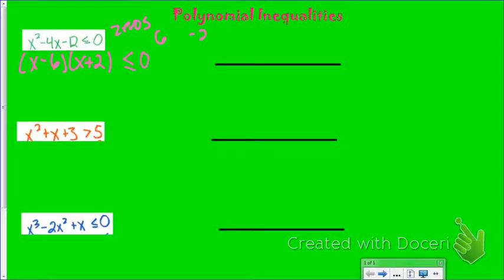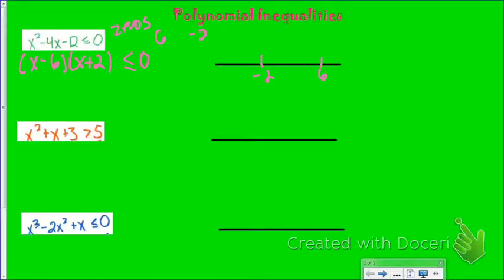So I want to go ahead and plot those points on a number line. So I have negative 2 and I have 6. That makes three different sections here. I've got the section to the left of negative 2, the section in the middle, and the section that's greater than 6. So the first thing I'm going to do is pick any number that's to the left of negative 2. It doesn't matter what number. So let's say I pick a negative 3.